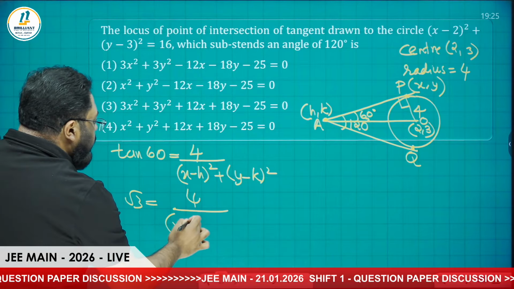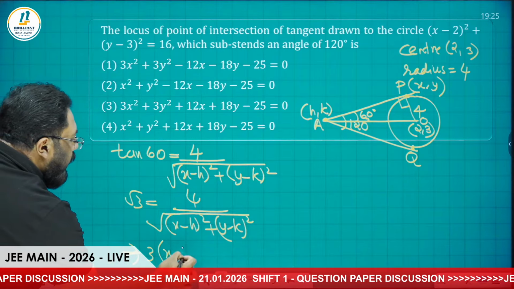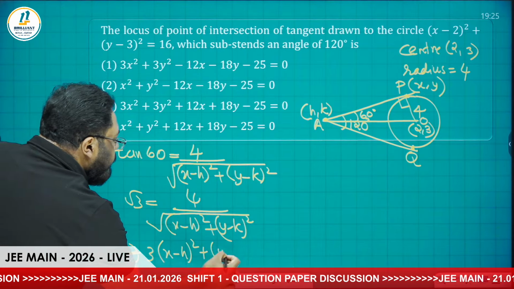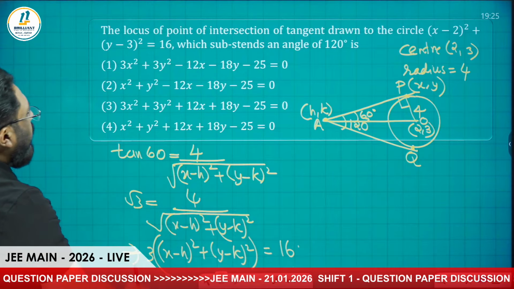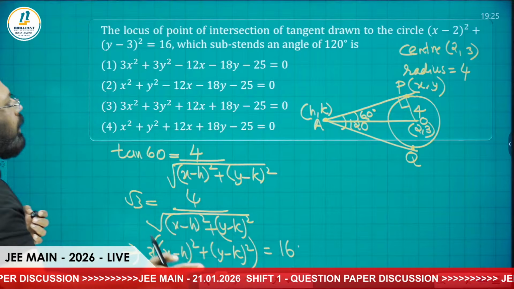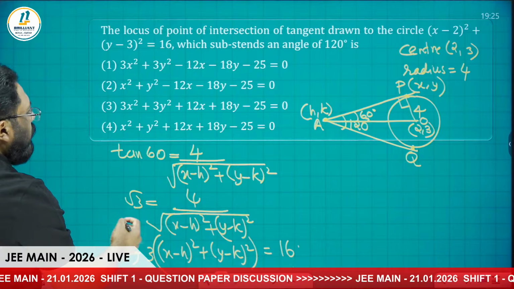Now if I square both sides and rearrange the equation, I'll get 3 into ((x minus h) the whole squared plus (y minus k) the whole squared) is equal to 16. This is the equation we got. So if I expand the equation, I have the center (2, 3). If I put that over here and expand, I will get a corresponding equation from the options. Option 1.